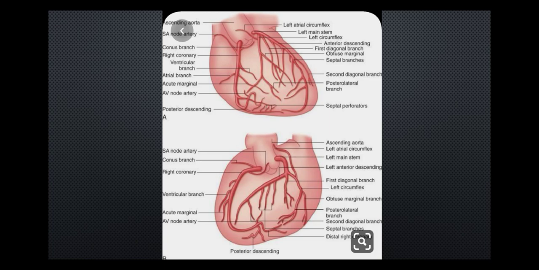So now we have a very clear picture. This is the right coronary, the atrial branch, and then it gives off the acute marginal branch and then passes to the back of the heart where it gives off the posterior descending artery. However, on the left is the left main coronary artery, which descends as the anterior descending artery and then gives off the circumflex.